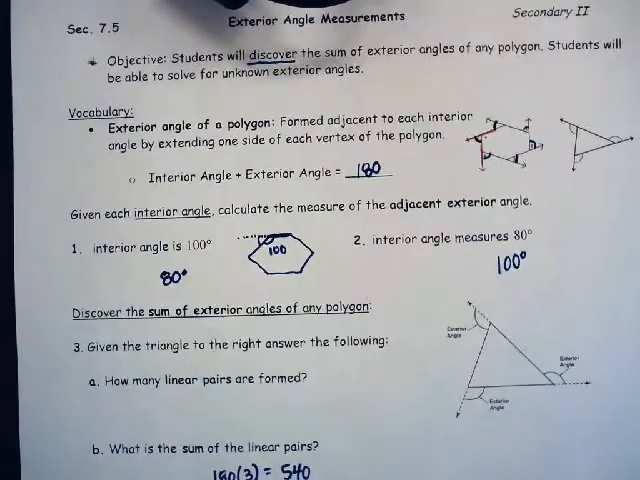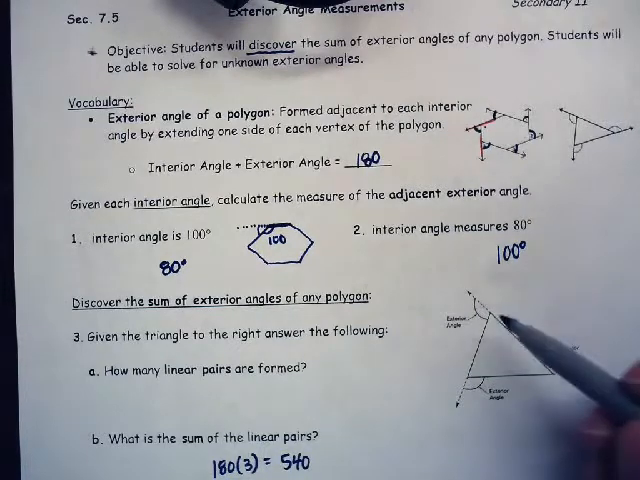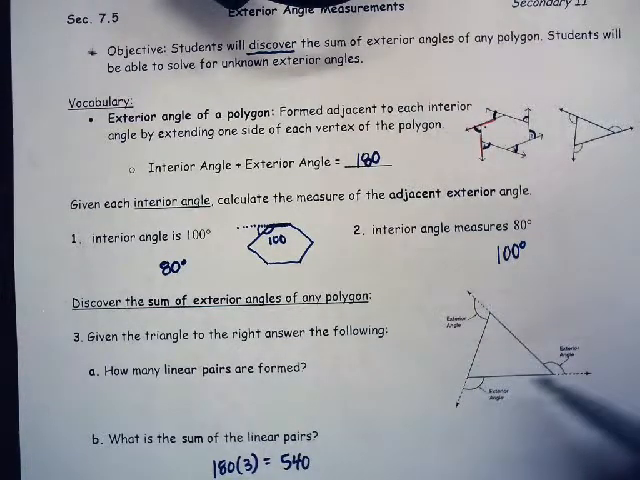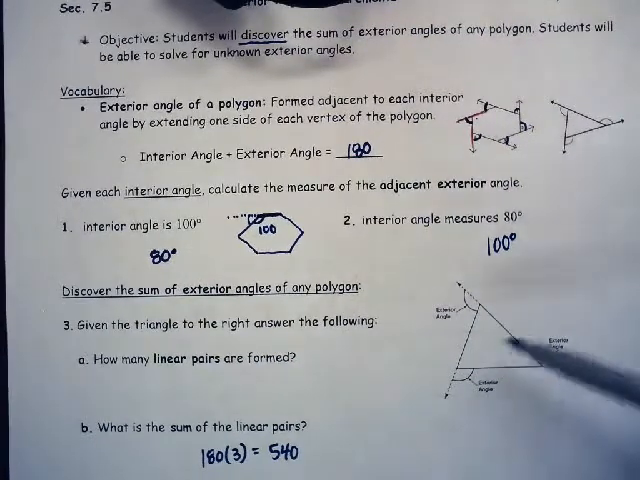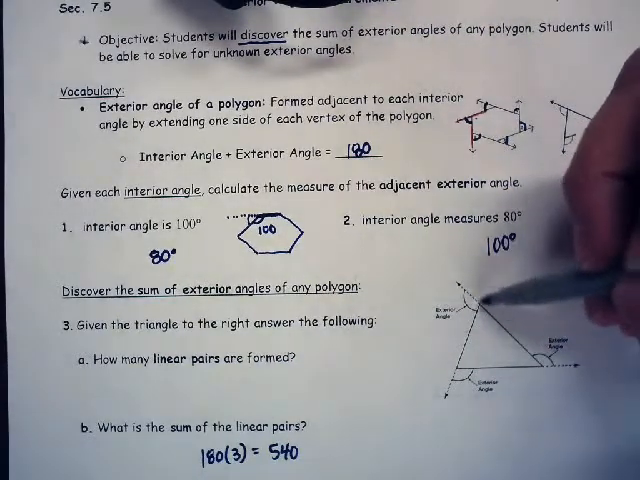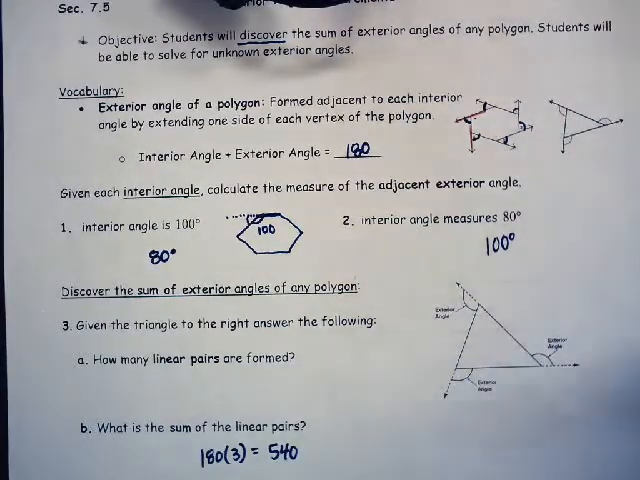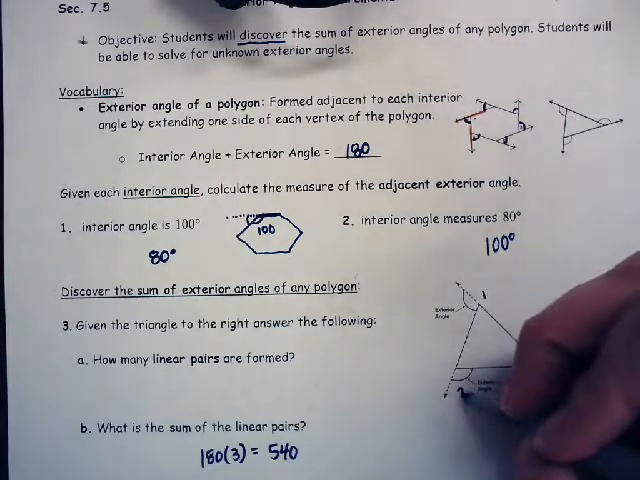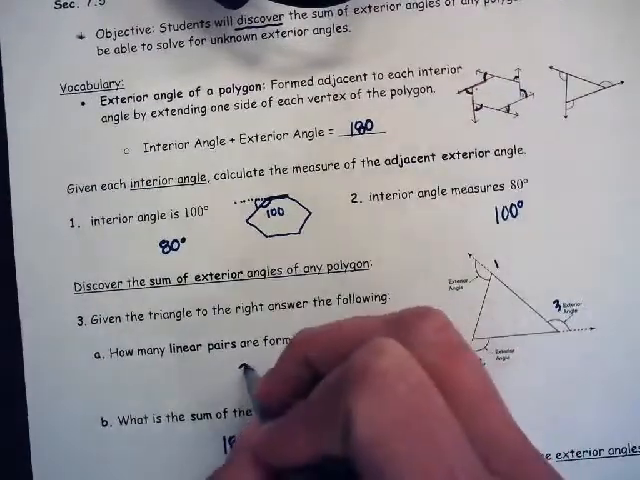Okay, we're going to talk about the sum of the exterior angles of any polygon. Last note, in 7.4, we talked about the sum of the interior angles. So today is a little bit different. It's the sum of all of the exterior angles all the way around. So given the triangle to the right, answer the following. How many linear pairs are formed? Well, let's count them. We start here. There's one linear pair. Here's another linear pair. So here's one, here's two, here's three. There's three linear pairs formed.